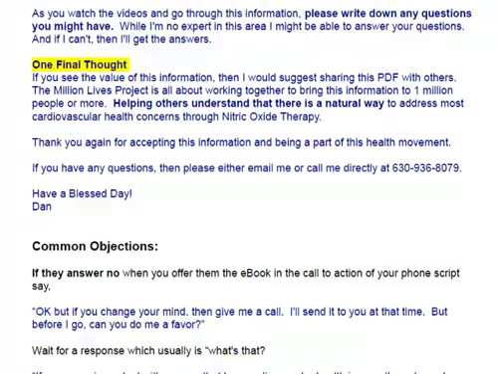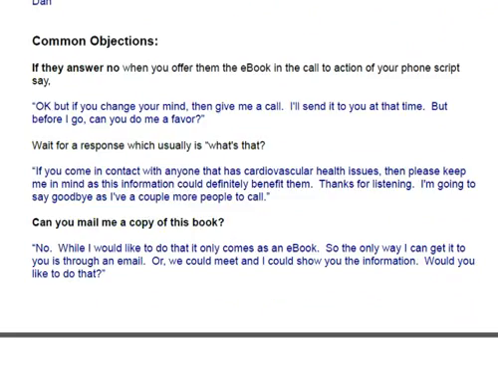Now, common objections that you might run into. What if they say, on your initial phone script, what if they say no, that they don't want the ebook? Sometimes when a person says no, it's an awkward situation. So here's the best way to get out of that situation. Say, okay, but if you change your mind, then give me a call. I'll send it to you at that time. But before I go, can you do me a favor?